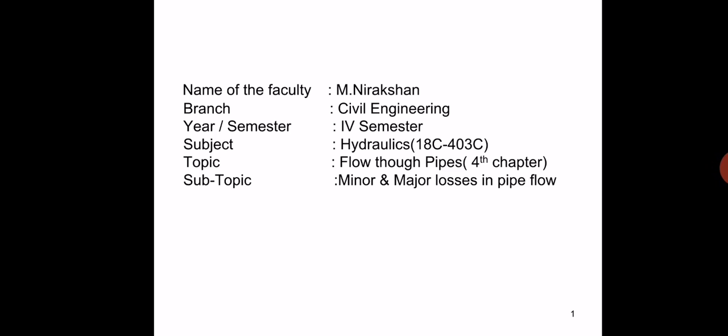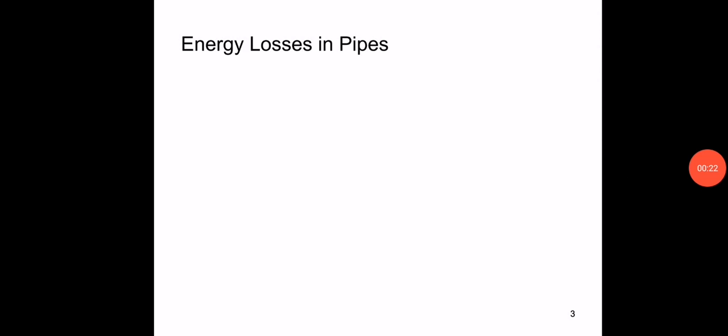Here the subtopic is minor and major losses in pipe flow. On the completion of this class, I am going to explain what we mean by major losses and minor losses, and what formulas we may use for the calculation of the major losses and minor losses. Generally in pipes we may see different types of energy losses. Those may be major losses and minor losses.